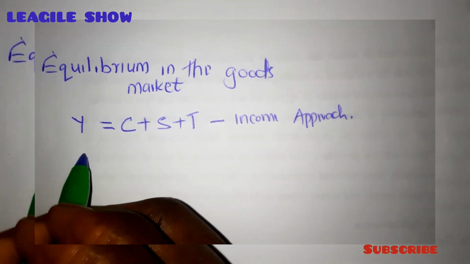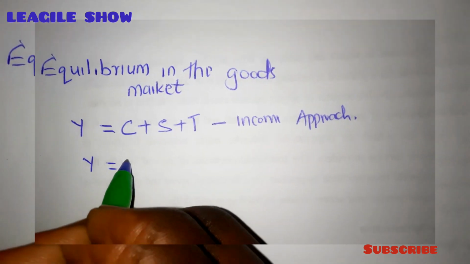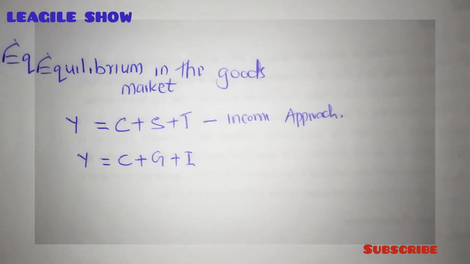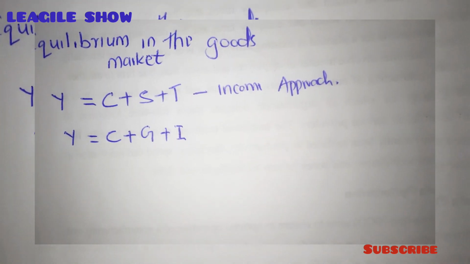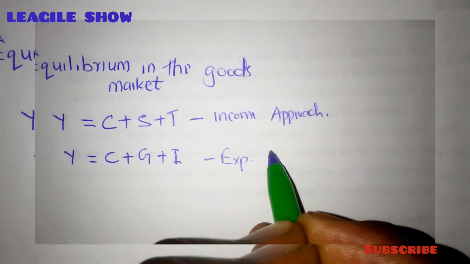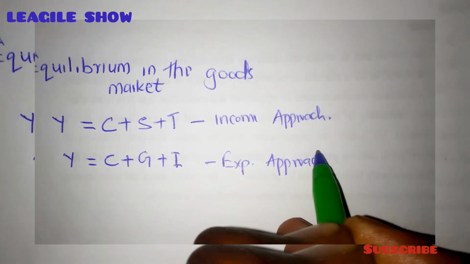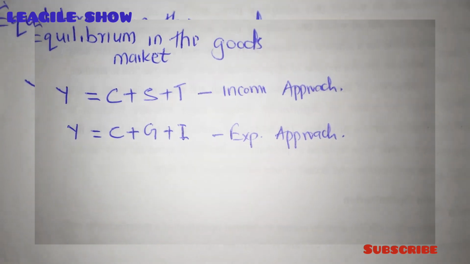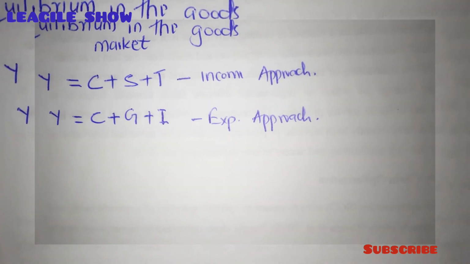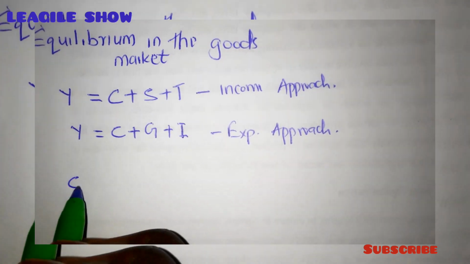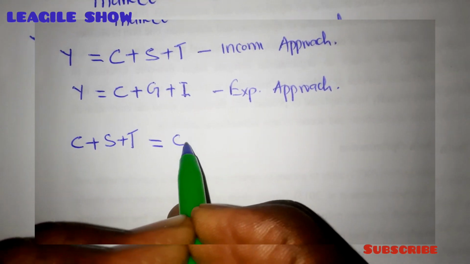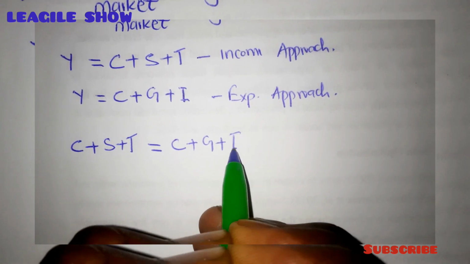Then using the expenditure approach, Y is equal to consumption plus G plus I. Remember, in this case, G is the government expenditure and I is the investment, using the expenditure approach. Now, at equilibrium in the goods market, it will require that the aggregate output be equal to aggregate expenditure. So C plus S plus T will be equal to C plus G plus I.